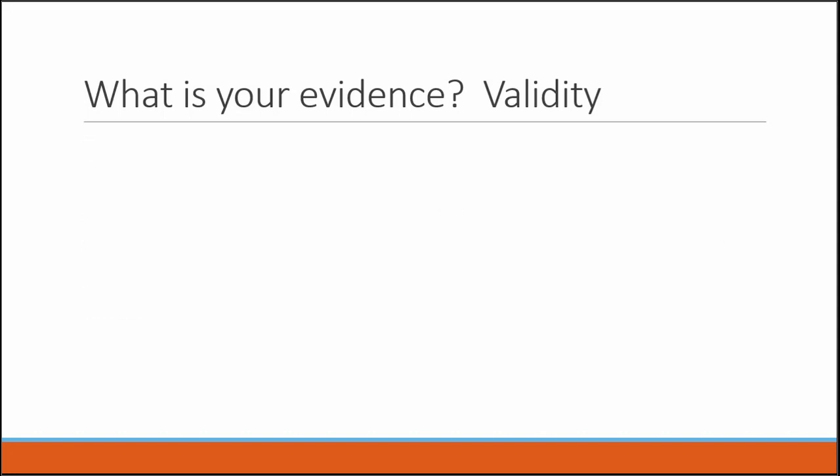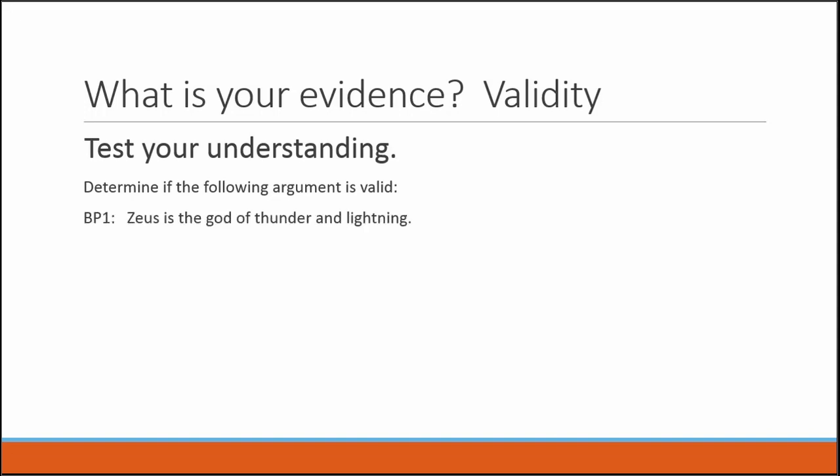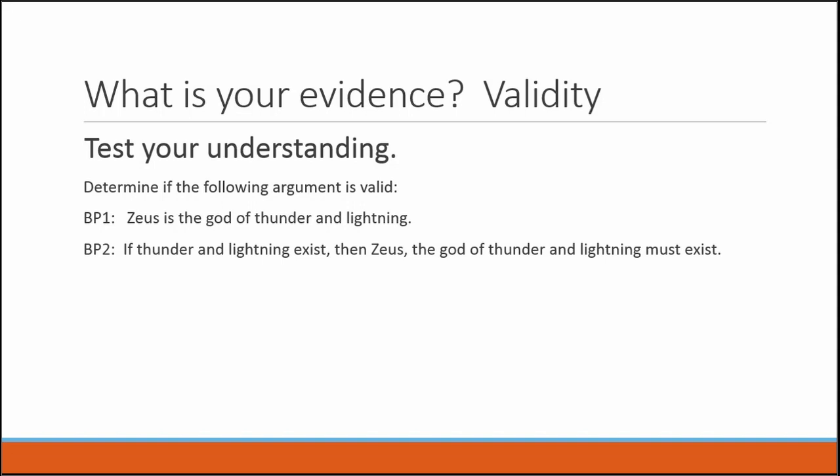All right, let's do one more. Here we go. Zeus is the god of thunder and lightning. If thunder and lightning exist, then Zeus, the god of thunder and lightning, must exist. Thunder and lightning most certainly exist. Therefore, ergo, fancy philosophy word, Zeus exists. Valid or invalid? What do you think? Supposing all the premises are true, assuming temporarily that they're true, would it be possible for the conclusion to be false?